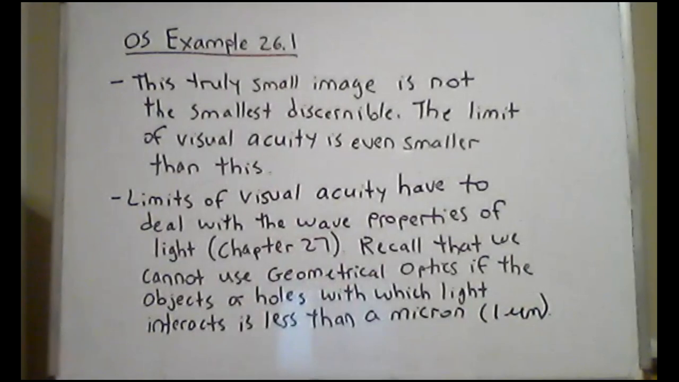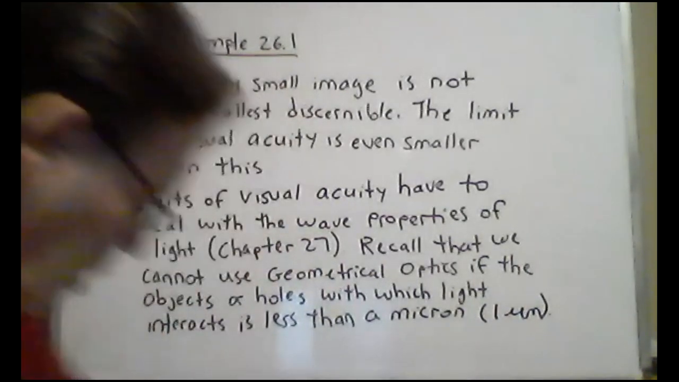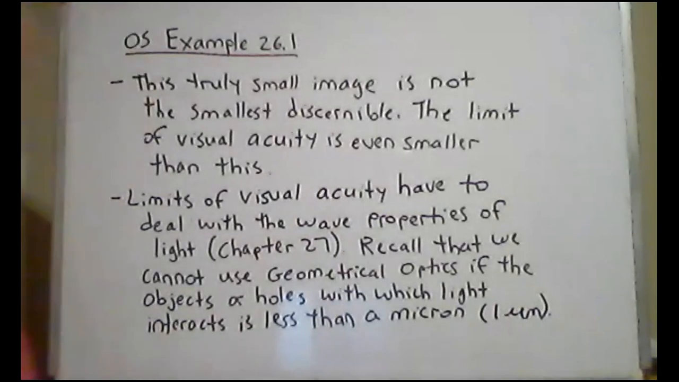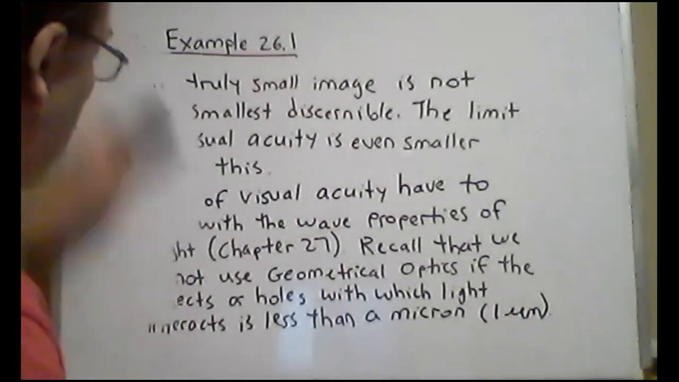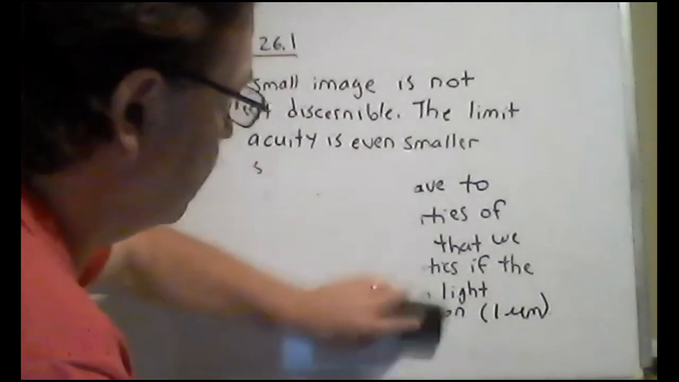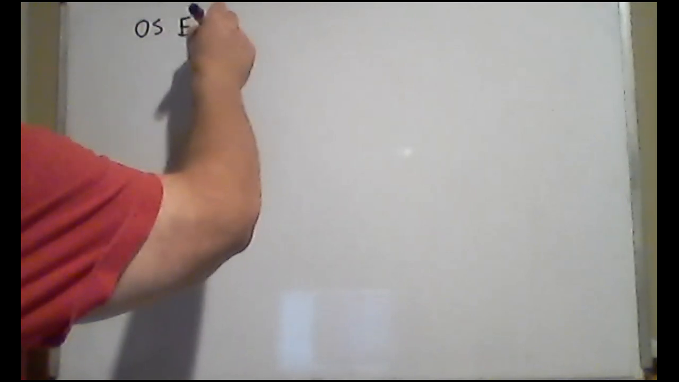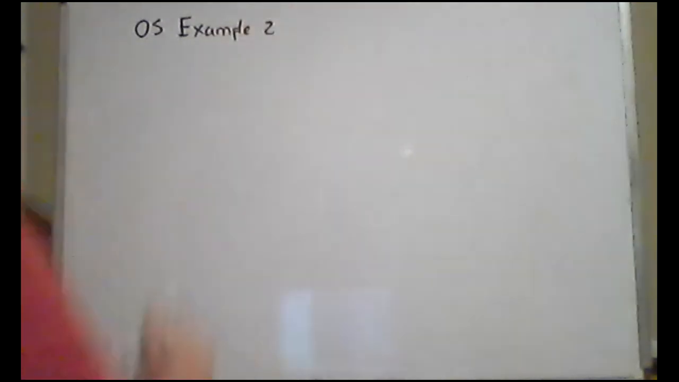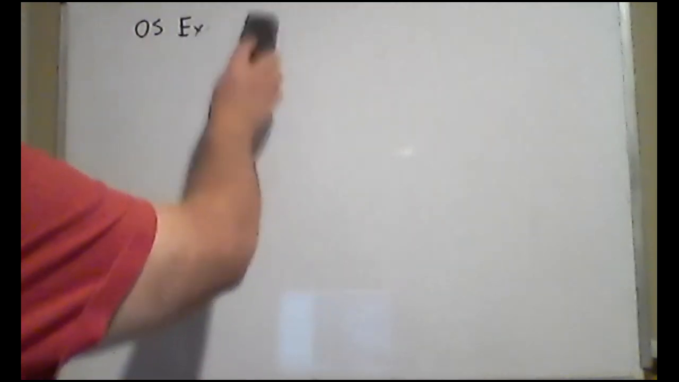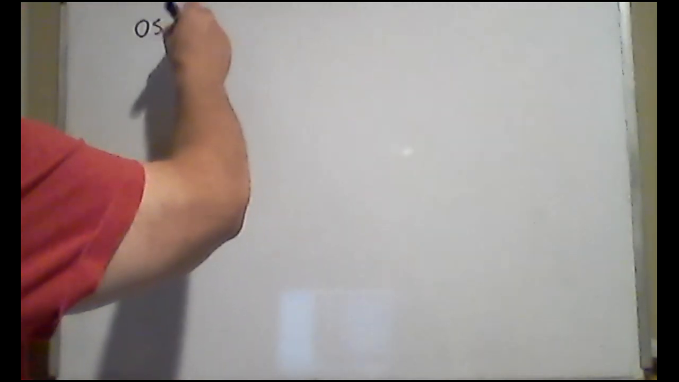What about the power range of the eye? That's the next example, OpenStax example 26.2, power range of the eye. What is the range of a normal eye? They have a lot of good examples in this textbook, by the way. It's a great textbook.